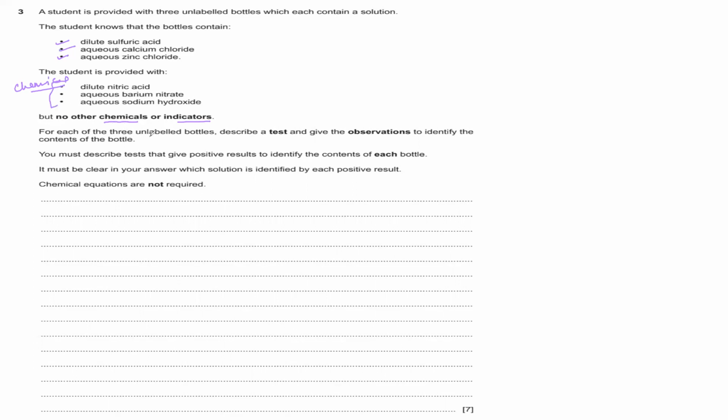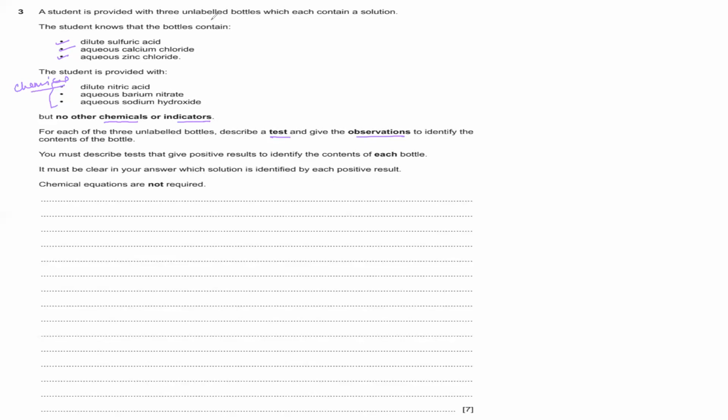For each of the 3 unlabeled bottles, describe a test and observations to identify the content of the bottle. Okay, you must describe tests and give positive results to identify the content of each bottle. It must be clear in your answer which solution is identified by each positive result. Chemical equations are not required. So this is what he is supposed to do.